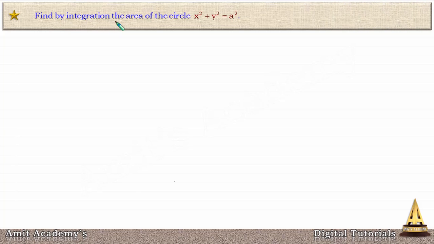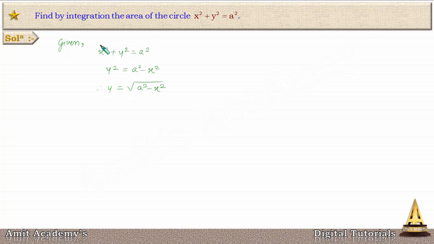Find by integration the area of the circle x square plus y square is equal to a square. In solution given x square plus y square is equal to a square. If this x square comes on this side, it becomes minus x square. So I can write y square is equal to a square minus x square. Therefore, y is equal to root a square minus x square. So this is the equation for y.